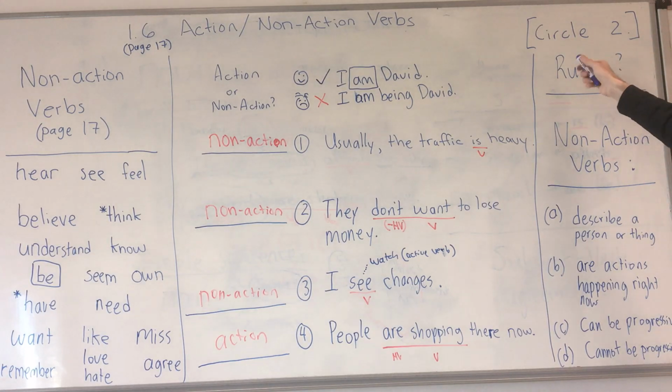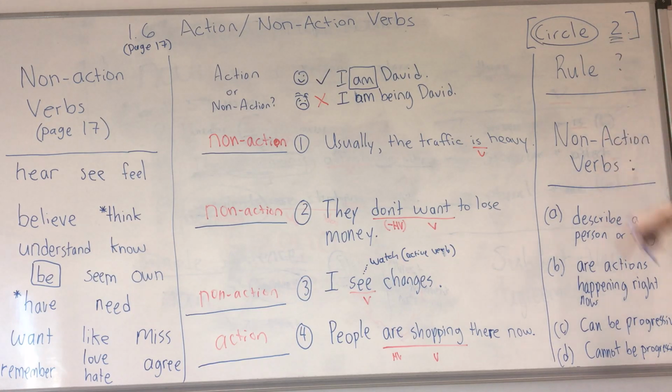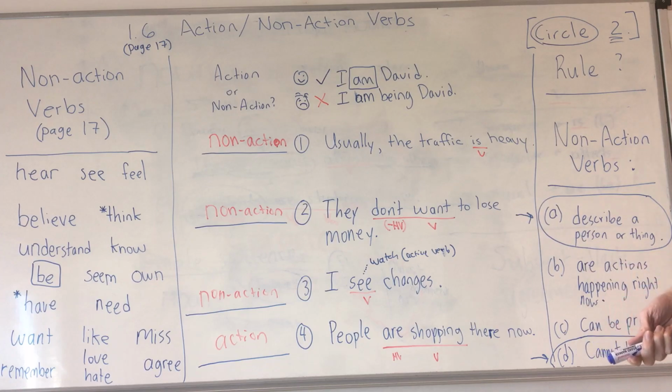So what are the rules? Non-action verbs. Circle 2 of these that are true. So non-action verbs, A, describe a person or thing. B, are actions happening right now? C, can be progressive. Or D, cannot be progressive. So 2 of these are true. Okay. I'll share the answers now. So think about it. All right. So my rule, non-action verbs, they describe a person or thing. So A, and cannot be progressive. D. Okay. So copy these examples in your grammar notebook. And next we will do more practice together in Azar.